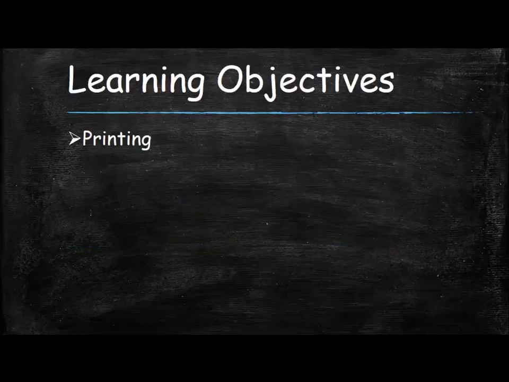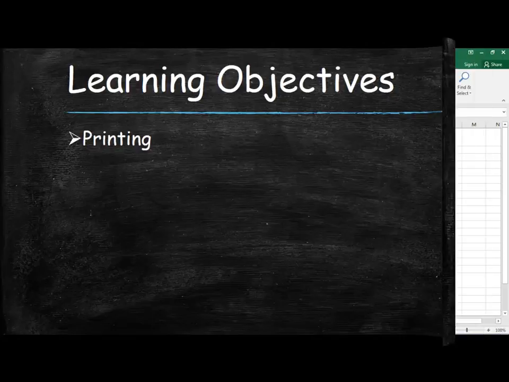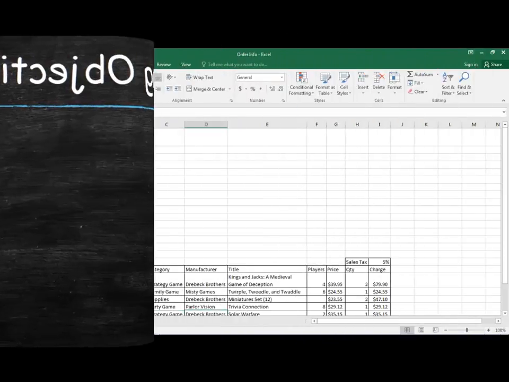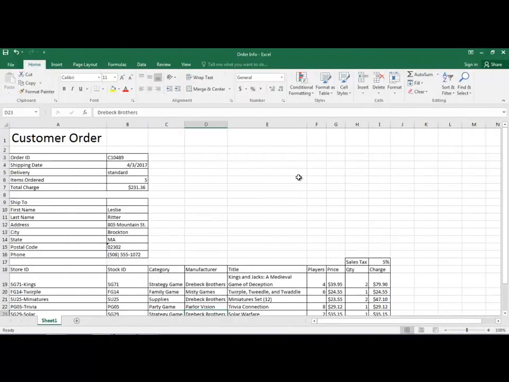In this video we're going to talk about printing. We're going to look at a lot of different ways that we can print, some of the features of printing. So you've been working really hard on your spreadsheet and you're now ready to turn it into a piece of paper so you can print that out and hand it to someone. So we're going to take a look at printing.